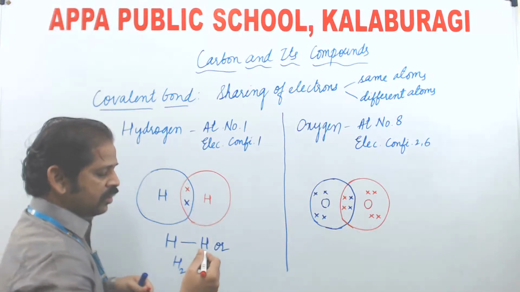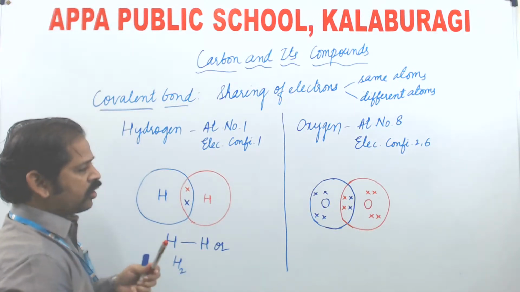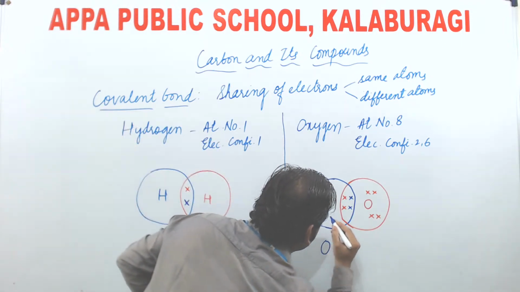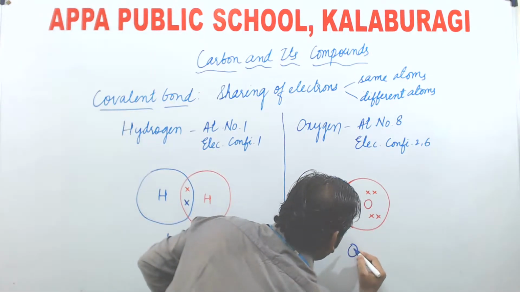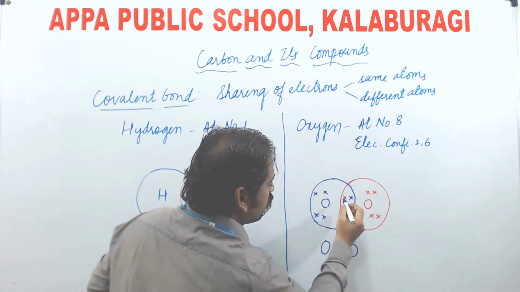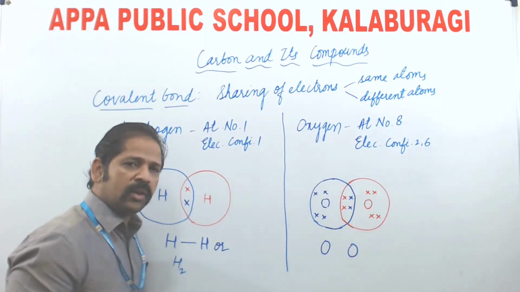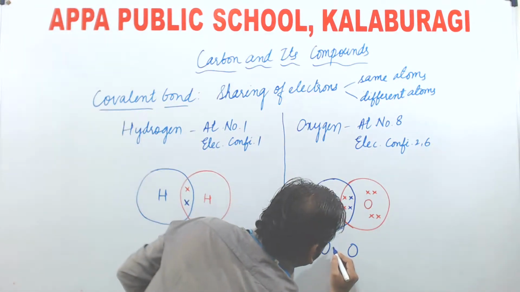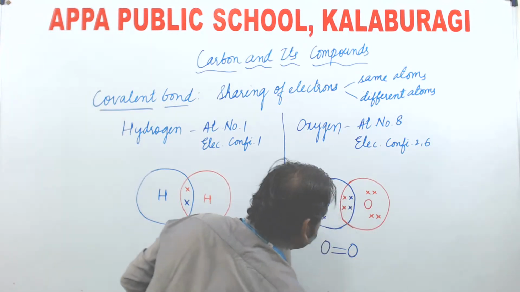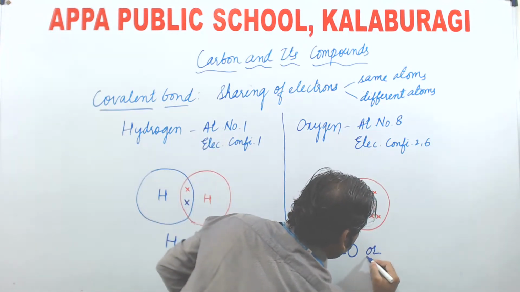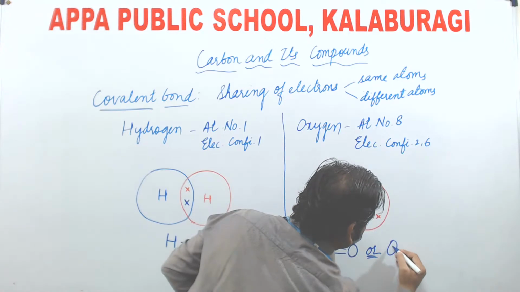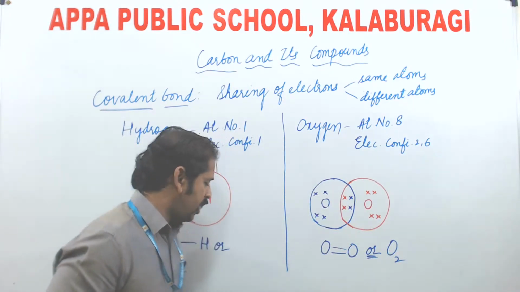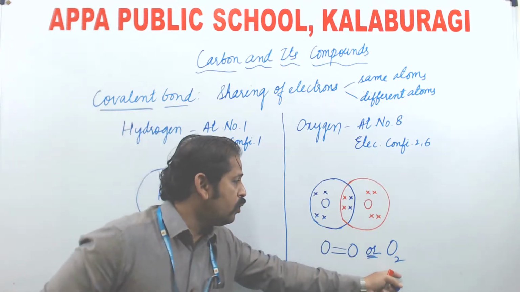So now between the two oxygens, oxygen 1, oxygen 2, there are 4 electrons. I told you 4 electrons are equal to 2 bonds, or a double bond, or it is also called as O2. We'll write it as H2 or O2. Remember it. H2 is here now. O2 is here now.